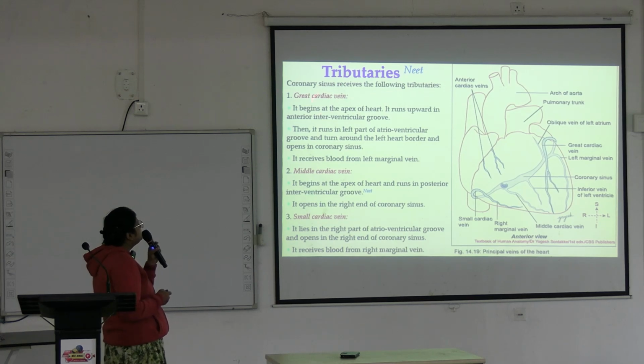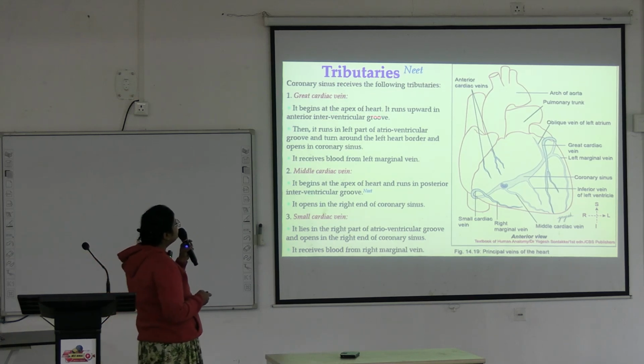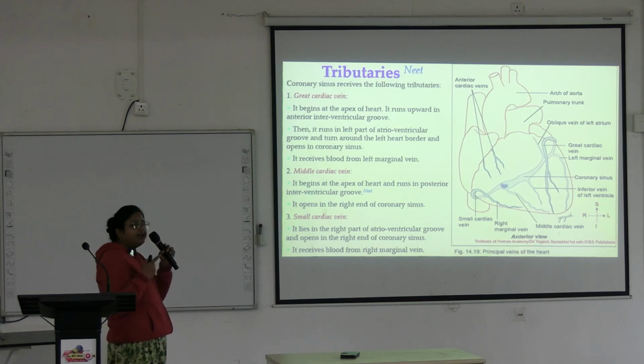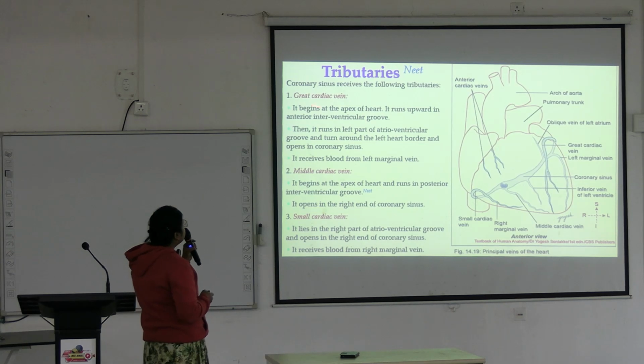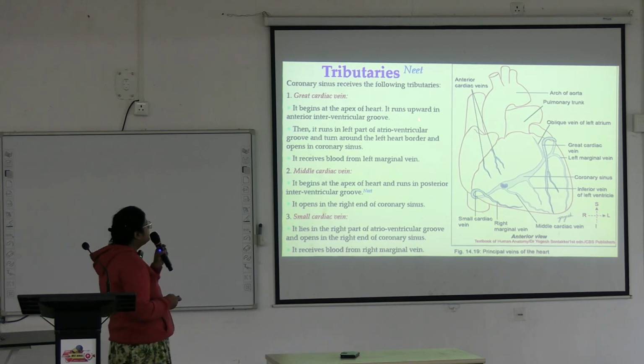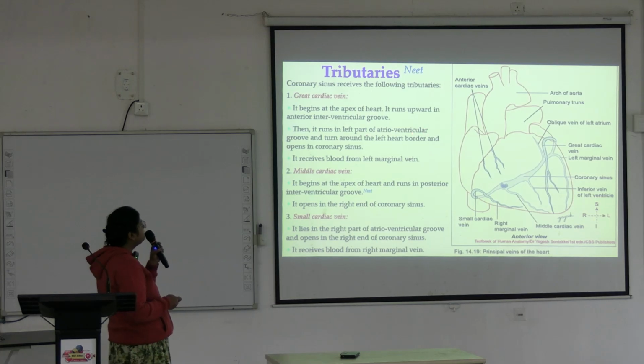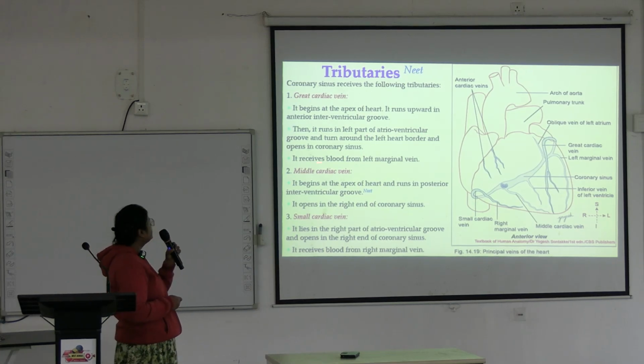It receives following tributaries. Great cardiac vein begins at the apex of the heart. See, this is the great cardiac vein lying in the anterior interventricular groove along with the artery. It begins at the apex of the heart, runs upward in the anterior interventricular groove, then runs in the left part of AV groove, turns around the left heart border, opens in coronary sinus. This is blood from left marginal vein.